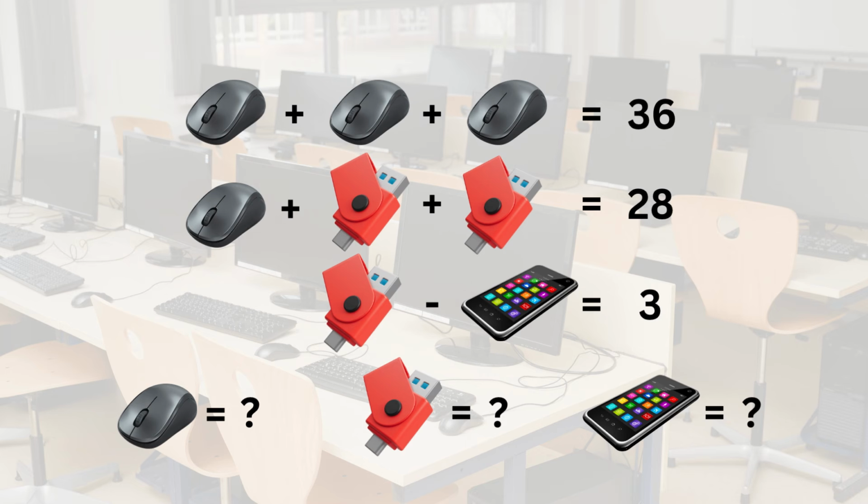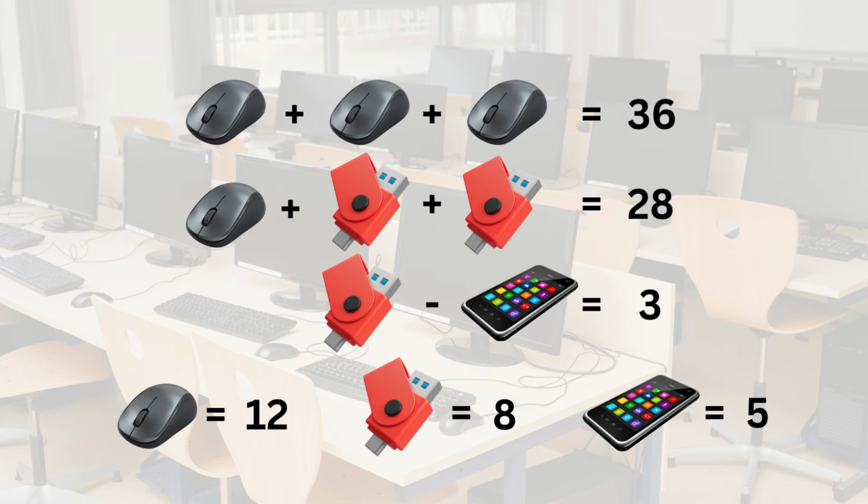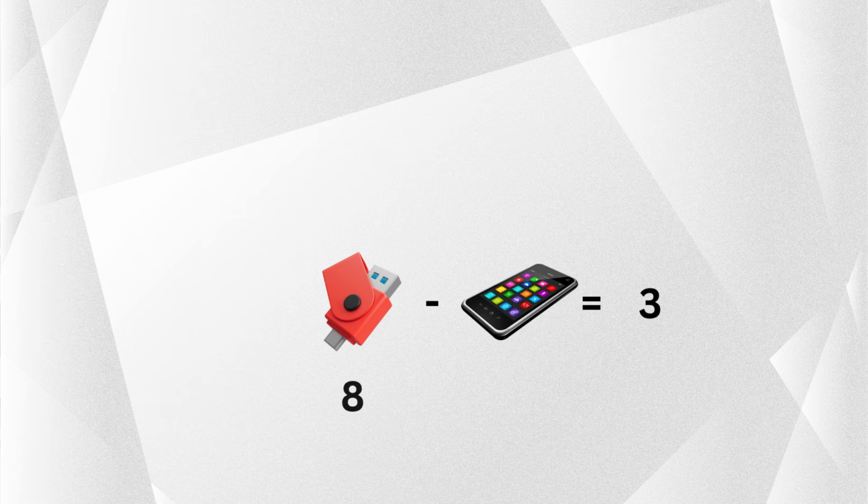Very good. Our answers are: mouse equals 12, because we just divided 36 by 3, and it is equal to 12. USB flash drive equals 8, because 12 plus 2 with the same unknown value is equal to 28. So 12 plus 8 plus 8 equals 28. And smartphone equals 5, because a USB drive is 8 minus an unknown value of a smartphone is equal to 3. So 8 minus 5 is equal to 3.